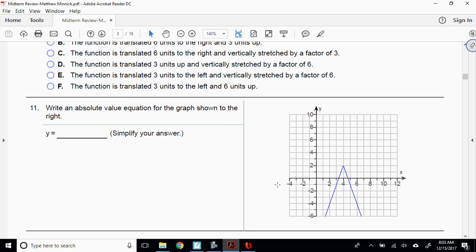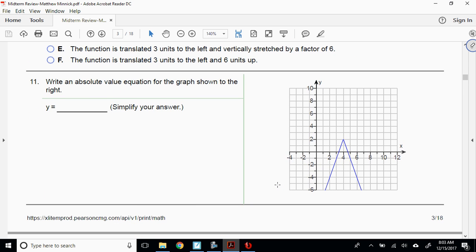Moving on to 11, before the absolute value we would need to put a negative because the graph opens down. If I examine this graph carefully, I can see that the steepness measures out at 3 over 1. So we're looking at negative 3 times the absolute value of x minus 4, plus 2. So number 11, y equals negative 3 times the absolute value of x minus 4, plus 2. If you got that one right, good job.